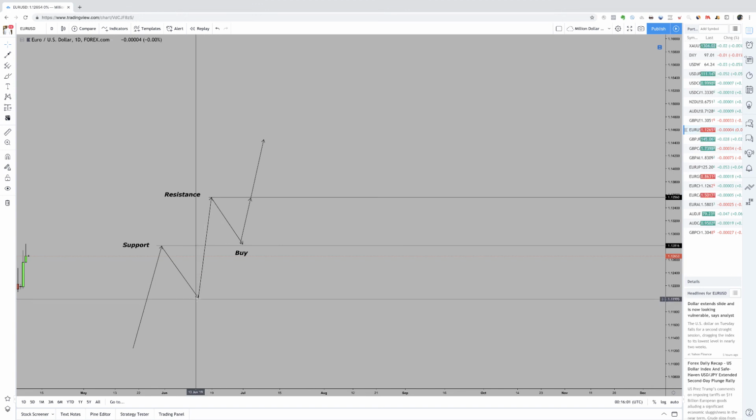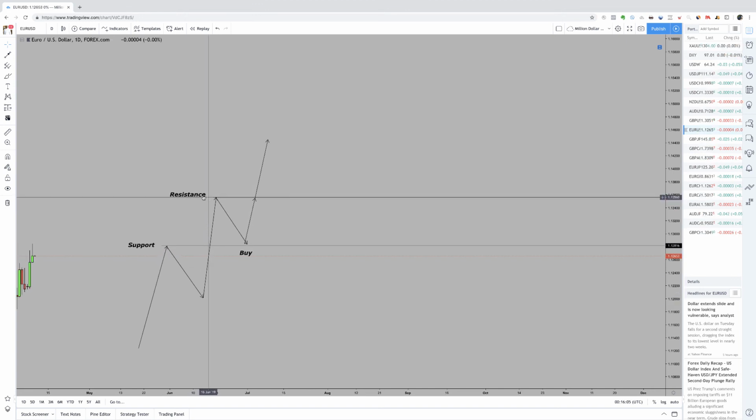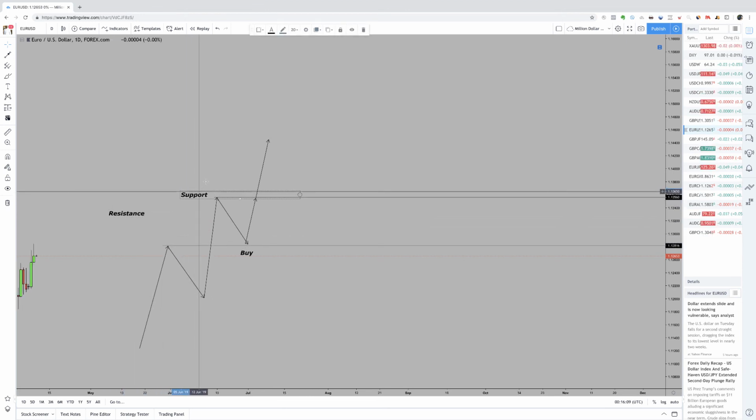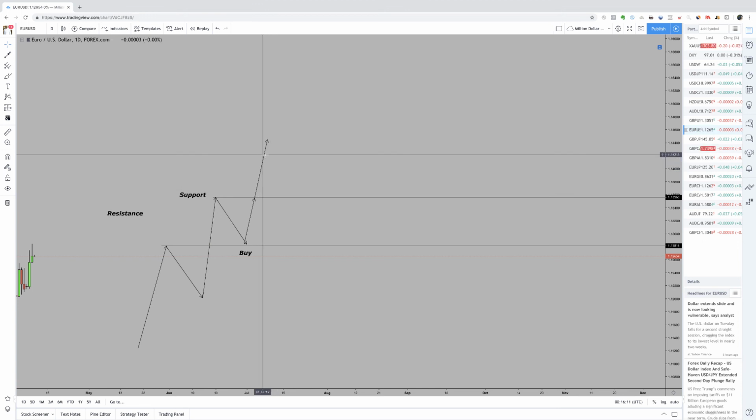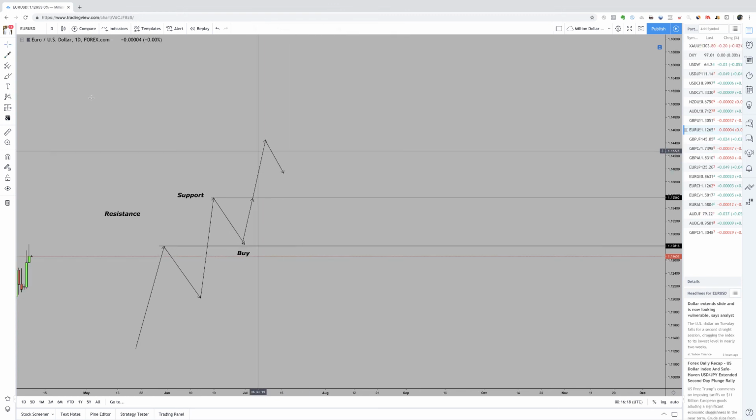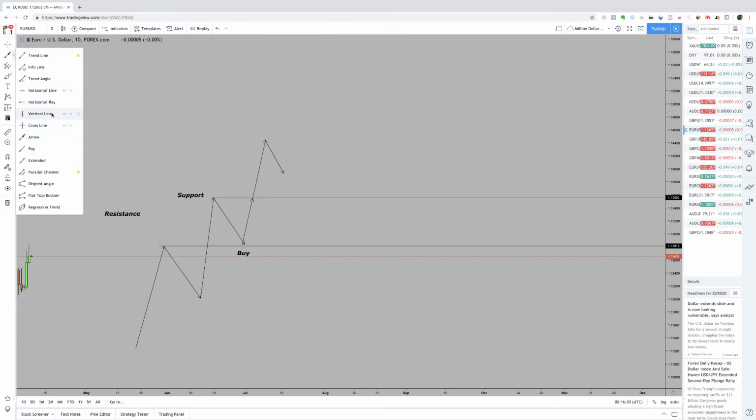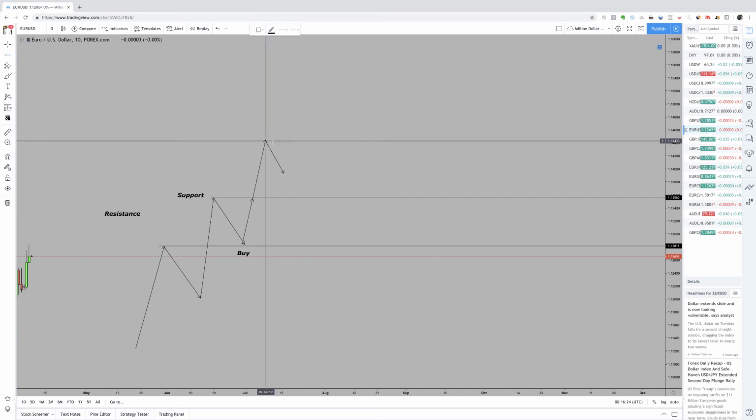Remember, this is now resistance. This resistance is going to change to support now that price is above it. When price retraces, we will have a new resistance line.